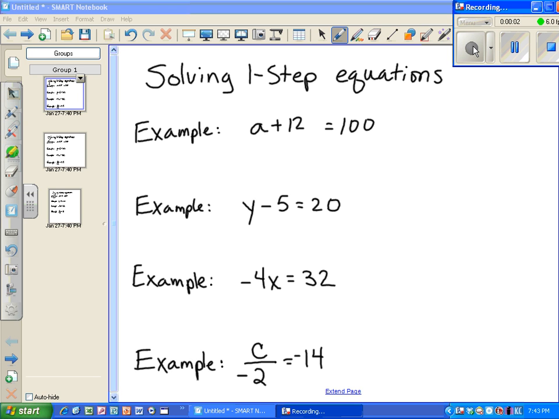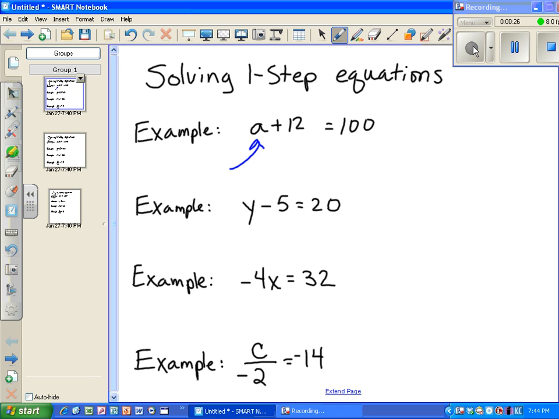Okay, let's begin by looking at a few examples of one-step equations. And when I say one step, I mean it's only going to take us one thing to manipulate to solve this equation. The first one we have says a plus 12 equals 100. Now remember, this a right here, all that really means is some unknown number that we don't know. We're trying to figure out what number could that be that makes this a true statement.